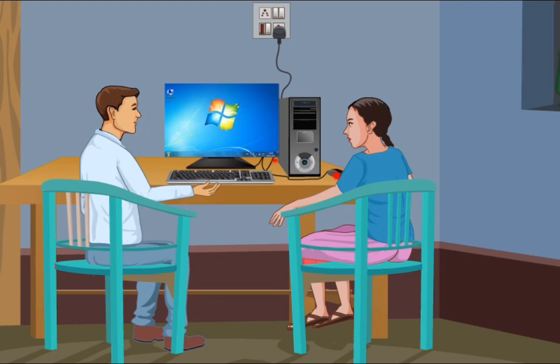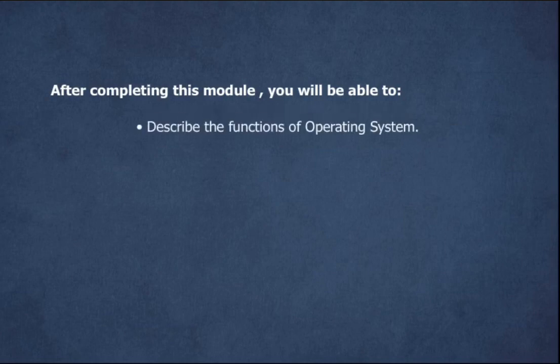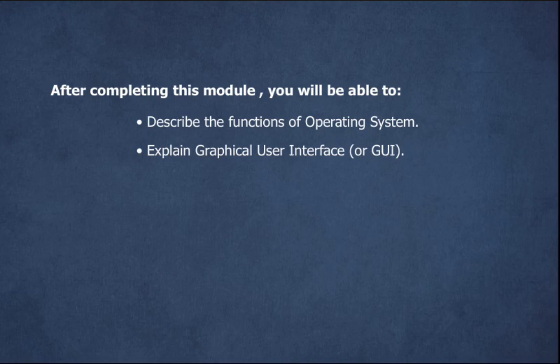Interesting. So, let us now know more about operating system and its types. We will also know about some basic functionalities of operating system. After completing this module, you will be able to describe the functions of operating system, explain graphical user interface or GUI, personalize the Windows desktop, manage files and folders in a computer, use computer accessories.